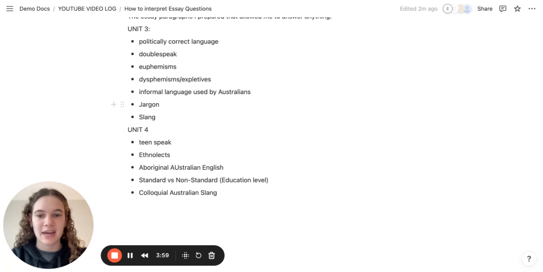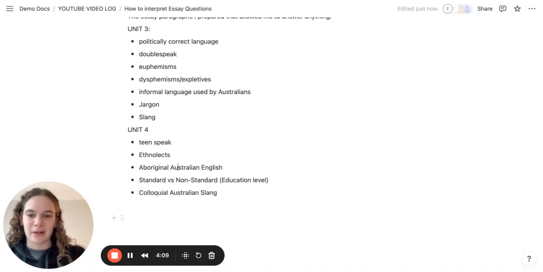Then for Unit 4, teen speak, ethnolects, Aboriginal Australian English, standard and non-standard, so that is about the level of education that a person has, and then colloquial Australian slang.